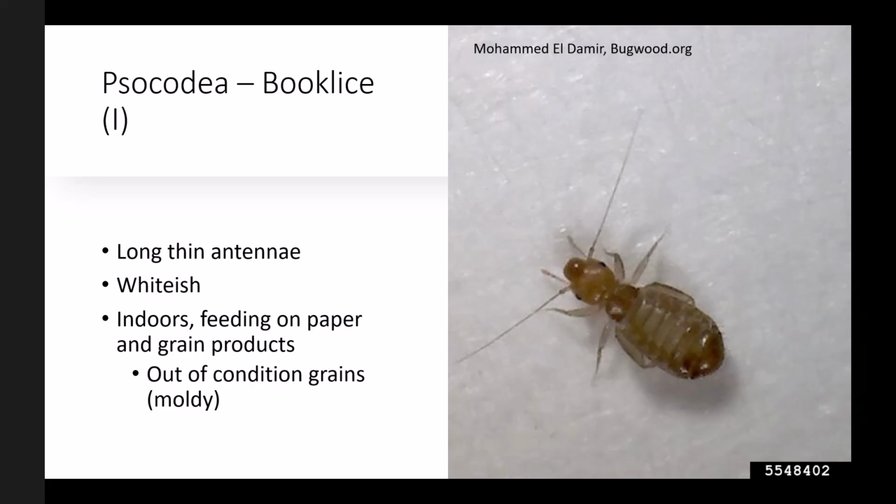They, to me, look a little bit like a termite. They still have that really long antenna. They don't have the wings. And when they're found inside, they could be a pest because they're found feeding on paper material and also grain products. Those grain products usually are considered out of condition, which means it's generally moldy, it's gotten too wet. It's probably not something that you should eat, but you might be finding them in your oatmeal or in other grain products that are in your pantry.